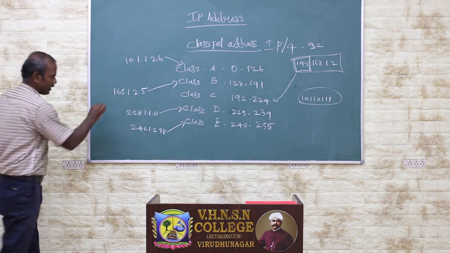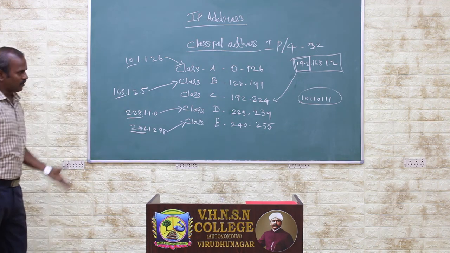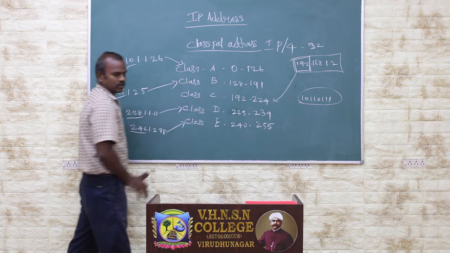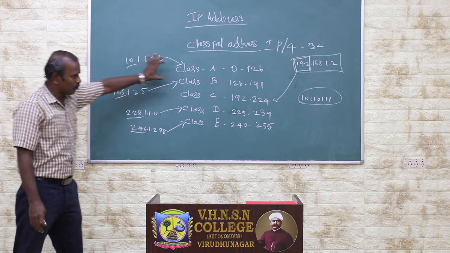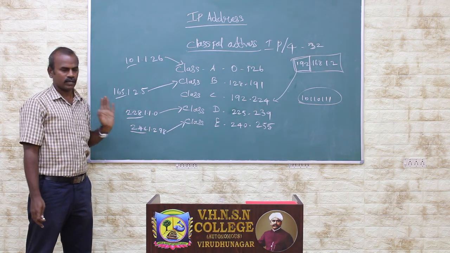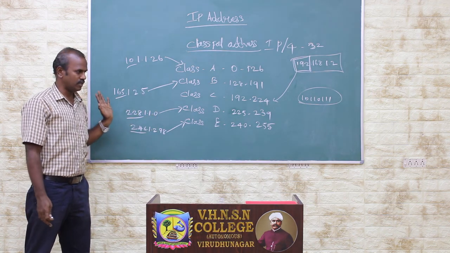Take the first part of this IP address and see which class type it matches. So this is a class type. Class A, class B, class C, which type it is, we decide from there.